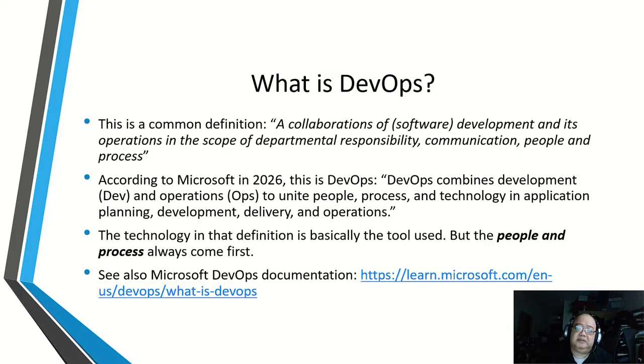So, based on Microsoft in 2026, this is DevOps. DevOps combines development and operations, so the Dev and Ops departments, to unite people, process, and technology. Technology in this sense is actually the tooling and the chain of the environment and setup in application planning, development, delivery, and operations. That definition of technology is basically the tools used, but again, the people and process always come first.